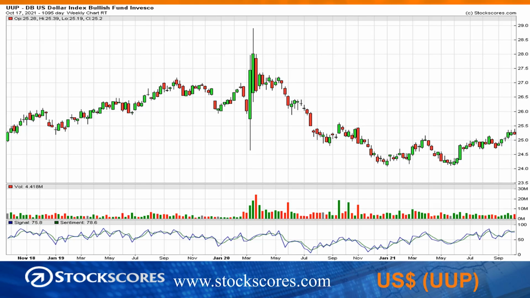On the currency side, the US dollar has given a buy signal a few weeks ago, and it continues to build rising bottoms slowly. And I think the US dollar is more likely to go higher than lower.